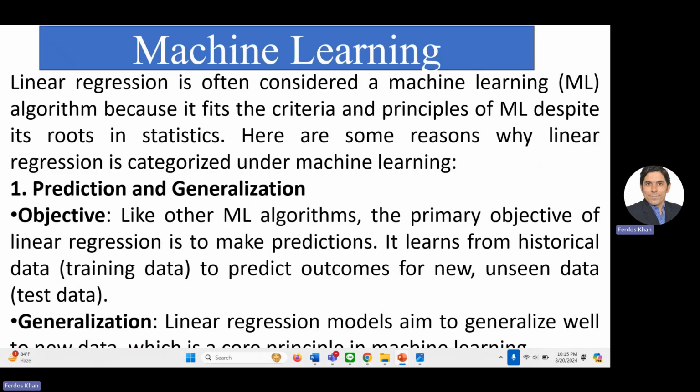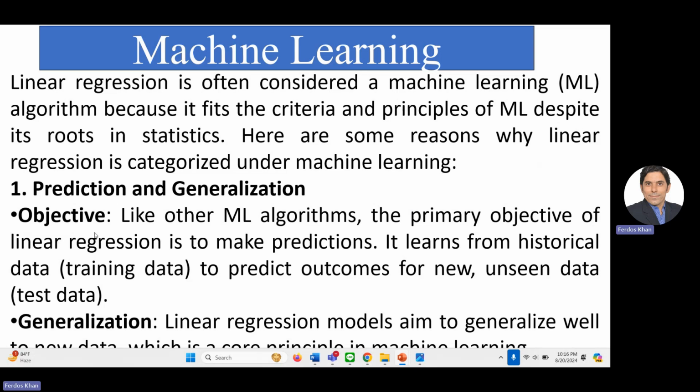Okay, now I would like to explain whether regression falls under machine learning or not. So let's read this text and then talk about what it means. Linear regression is often considered a machine learning algorithm because it fits the criteria and principles of ML, machine learning, despite its root in statistics. Here are some reasons why linear regression is categorized under machine learning. Now we have the reasons, and we can compare them with what we do in machine learning, so that we can come up with a conclusion about the concept of regression.